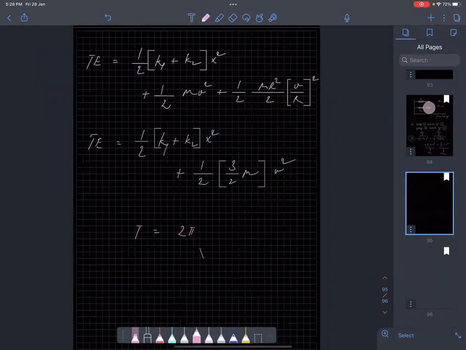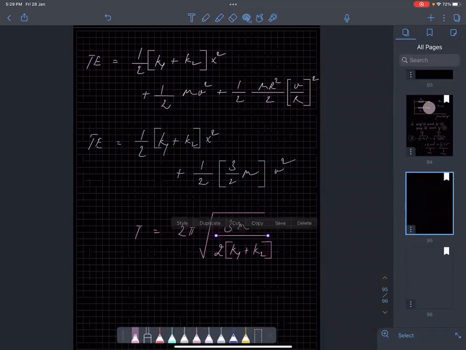So your answer is 3m/2 into k1 plus k2. Clear? Okay? Yes sir, clear. So this is how you do it if problems are given like this. Okay, fine.